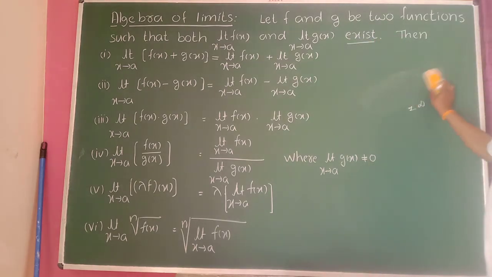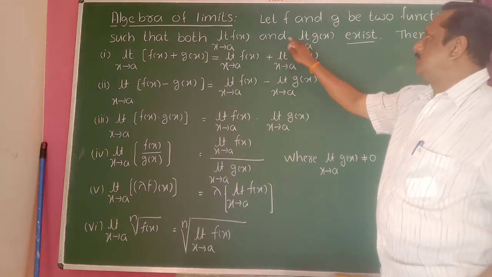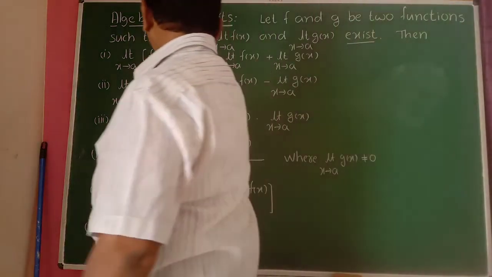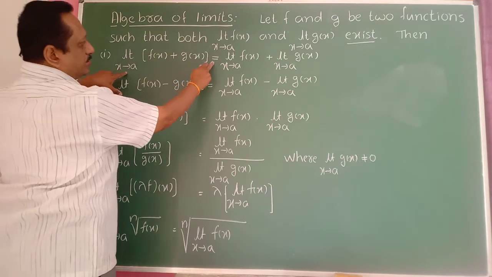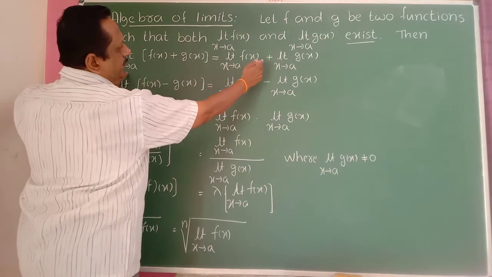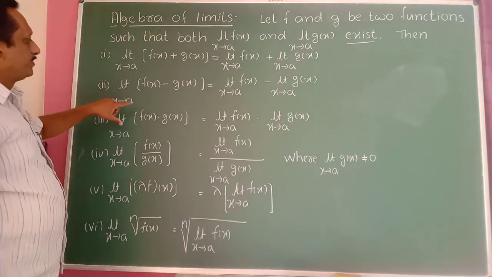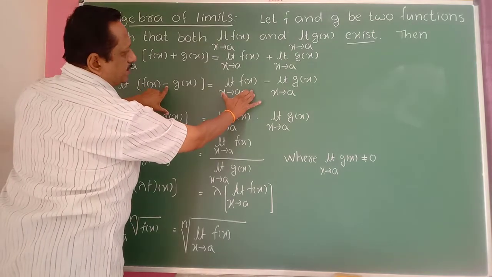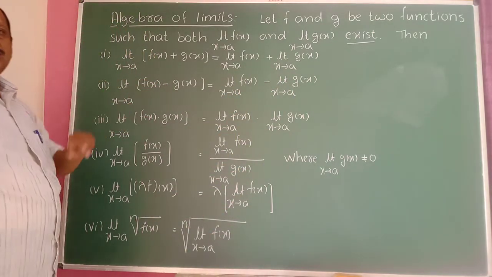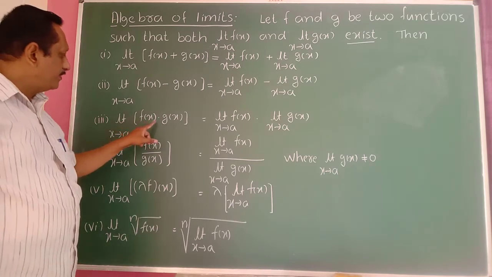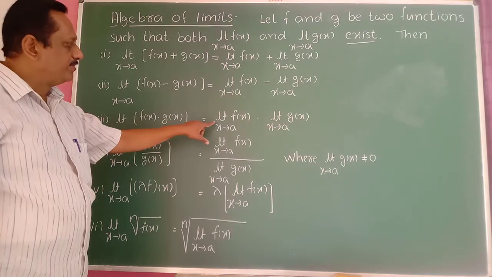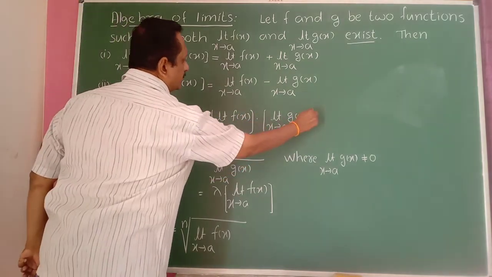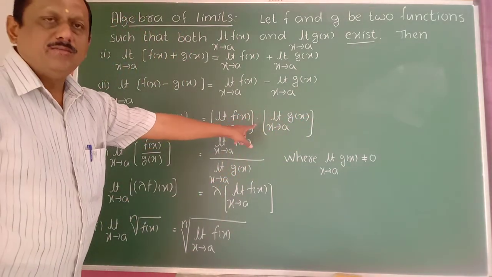Therefore, if limit f of x as x tending to a and limit g of x as x tending to a exist, then limit of f of x plus g of x as x tending to a is equal to limit f of x as x tending to a plus limit g of x as x tending to a. Suppose instead of plus there is a minus: then it is limit f of x minus limit g of x. Then the limit of f of x into g of x, the product of the functions, is limit f of x as x tending to a into limit of g of x as x tending to a. Here also it is a product.